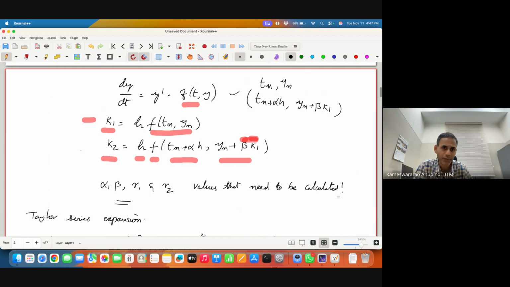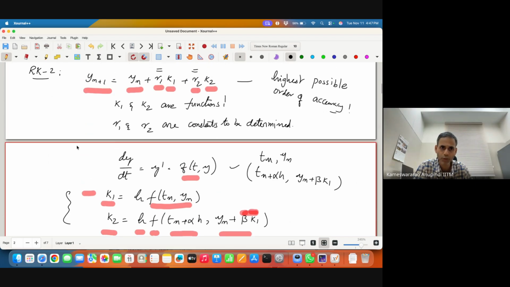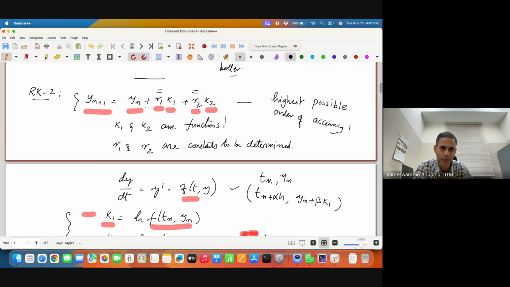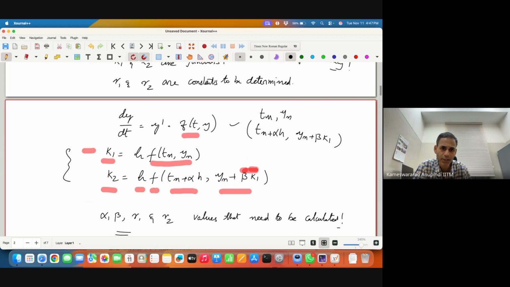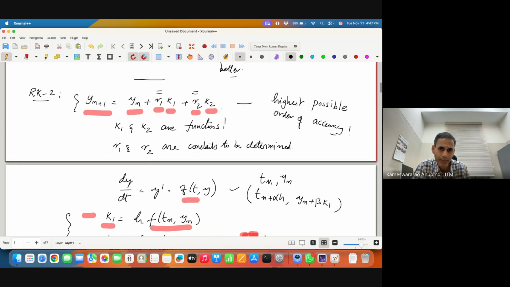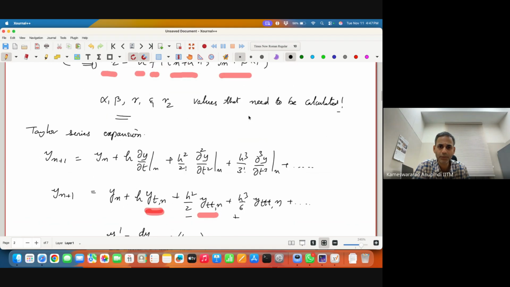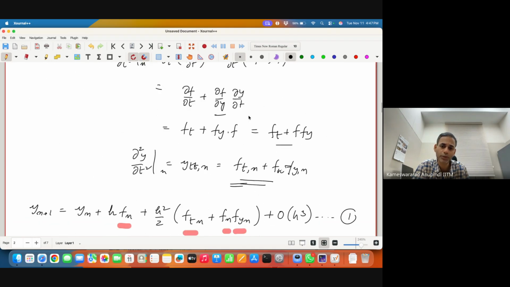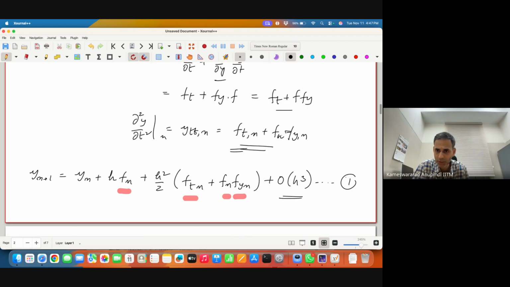Then I have these two things we have proposed for the general RK method. y_{n+1} equals y_n plus gamma 1 K1 plus gamma 2 K2. K1 is already h times f of t_n, y_n, but K2 is about t_n plus alpha h and y_n plus beta K1. Now, eventually, I want to compare this equation, y_{n+1} obtained from the RK method, with the Taylor method that we have, so that I can determine these coefficients. So I want to equate that equation to this equation 1.